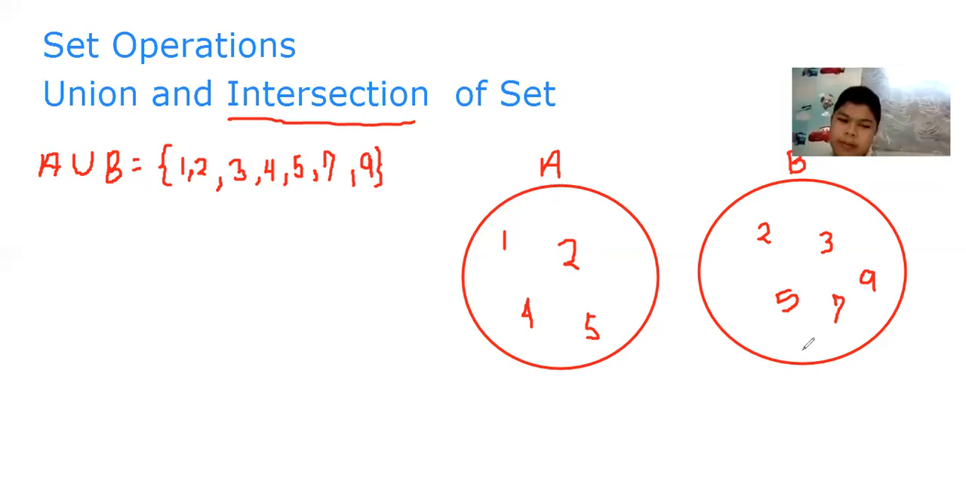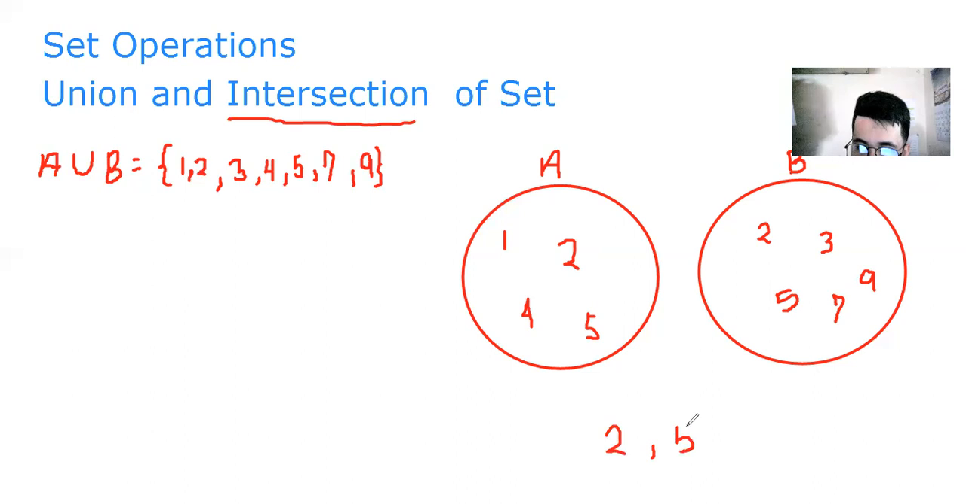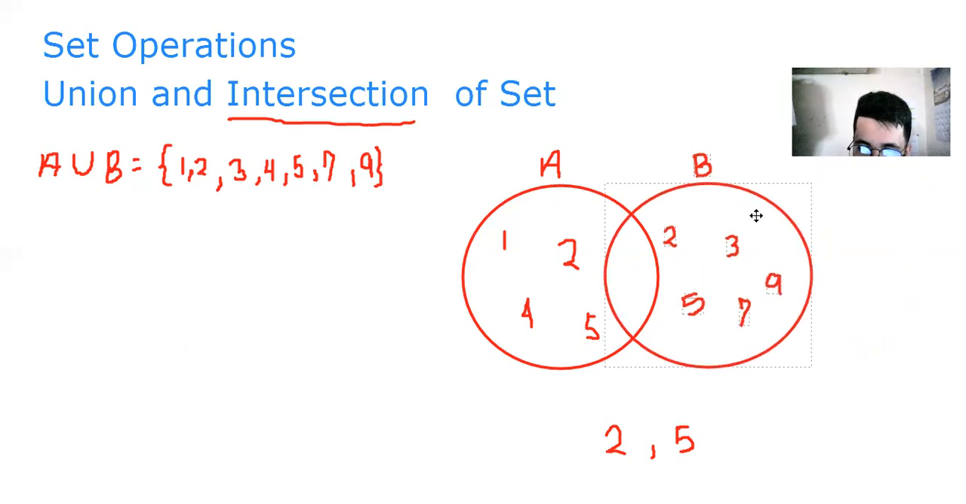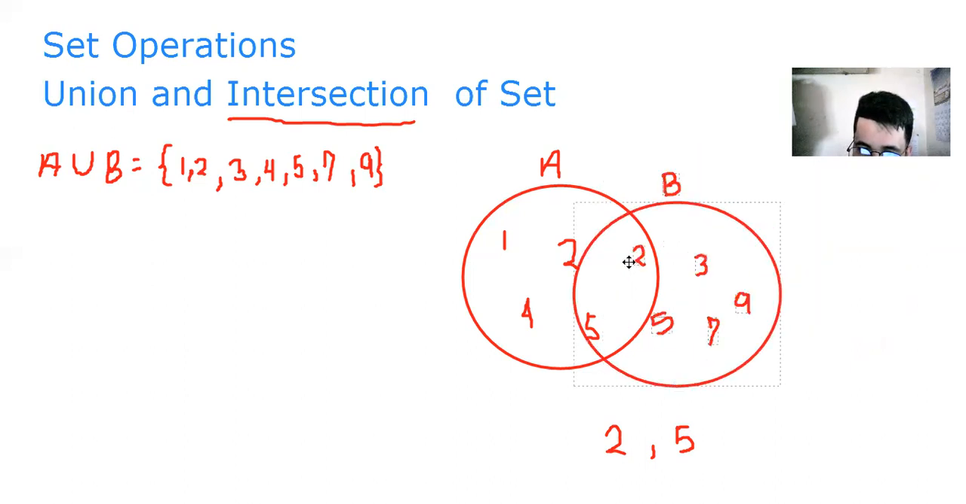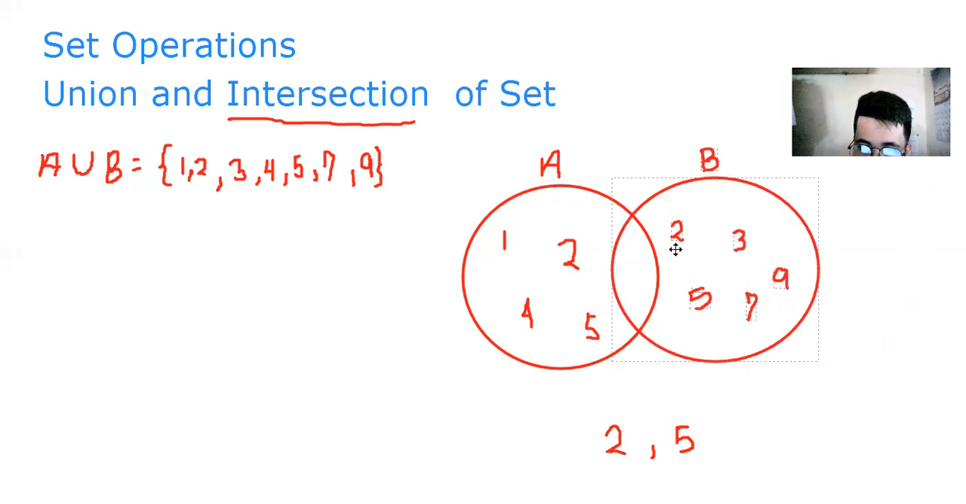2 and 5. Yun lang yung merong element sa kanilang dalawa. Ngayon, when we say intersection, doon sila nagkita. So, pagsasamahin natin ito, then si 2, yan, sabi nyo, si 2 at 5, meron silang parehas. Burahin na natin si 5 dito. Burahin na natin si 2 dito.